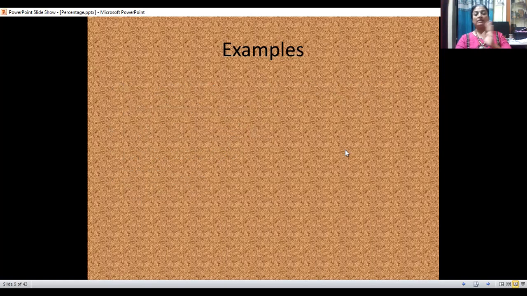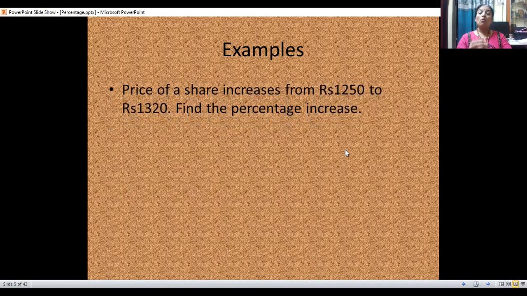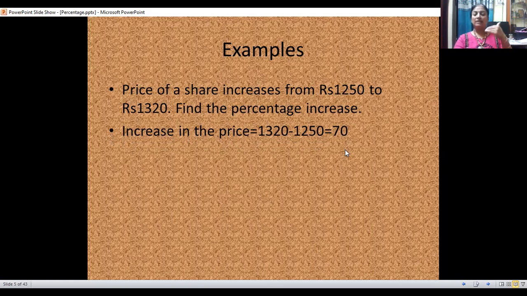In the same way, let us have one more example. Price of a share increases. Earlier, the price of the share was 1,250. Now it is 1,320. Find the percentage increase. To calculate the percentage increase, first we have to calculate the increase. So earlier 1,250, now it is 1,320. What is the difference? That is the increase, isn't it? So increase is 1,320 minus 1,250. That is 70. 70 increase is there.